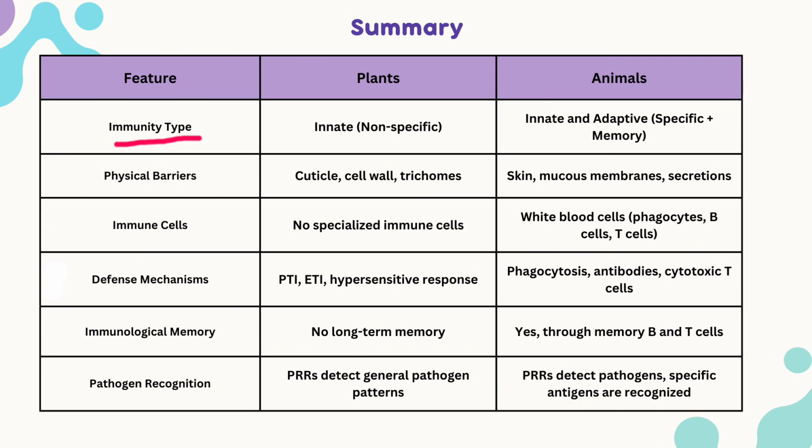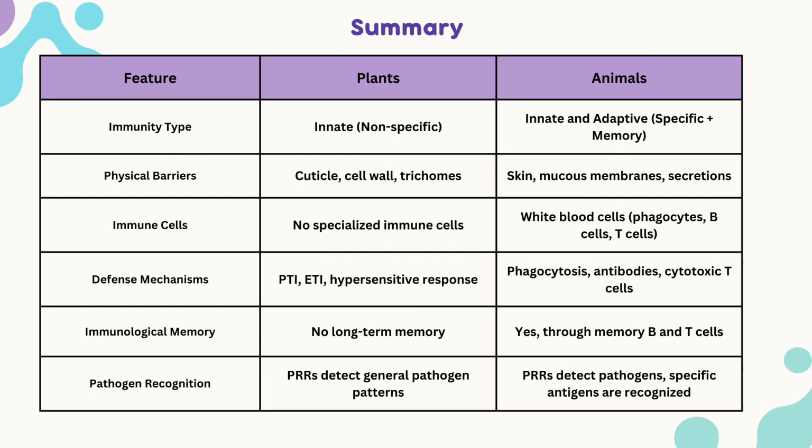In plants, there is only one, which is innate, non-specific. And in animals, there are two, which are innate and adaptive, specific plus memory. As we can see here in the feature immunity type, innate is in both plants and animals. So both plants and animals have innate immunity. So what is the function of innate immunity in plants and animals?